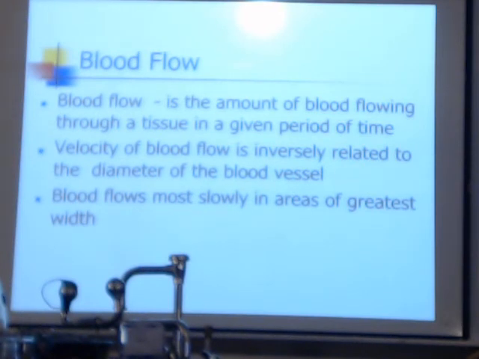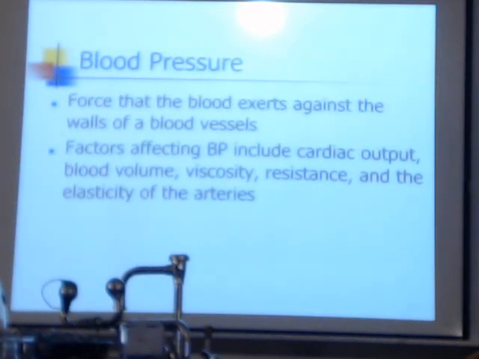Blood flow is the amount of blood flowing through the tissues at any given time period. The velocity of the blood is determined by how big the vessel is and how thick the vessel is. It flows slowly in areas that have the greatest width. So the bigger the vessel, the easier the blood flows through. Blood pressure is the force the heart exerts against the vessel walls.